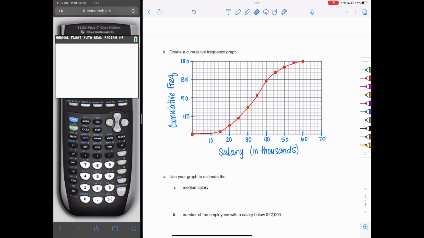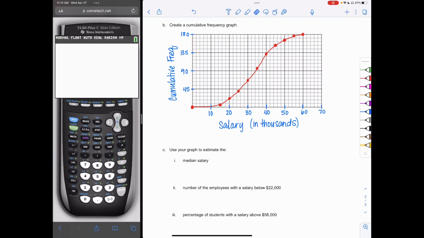So now that we have this cumulative frequency graph, we can answer the following questions. The first thing that they want us to do is use the graph to estimate the median salary. So I want to know what is the median or the middle salary that people are going to get. If I look here, I know that my cumulative frequency is 180, which means that I have 180 people that I am dealing with. So I know that the median corresponds to the 50th percentile. If I take 50% of 180, I will get 90.